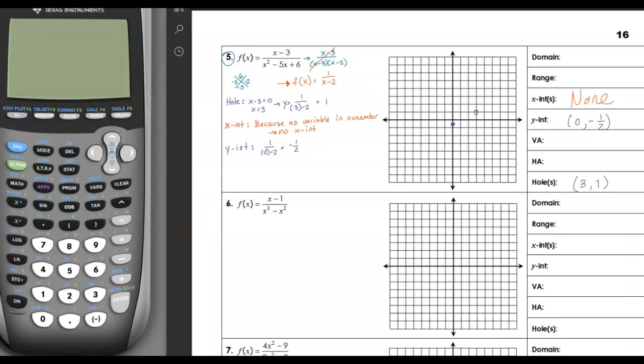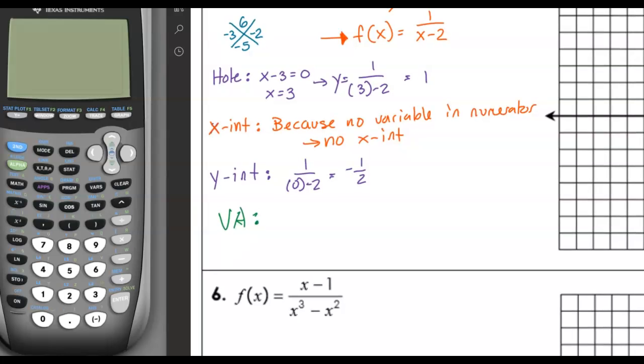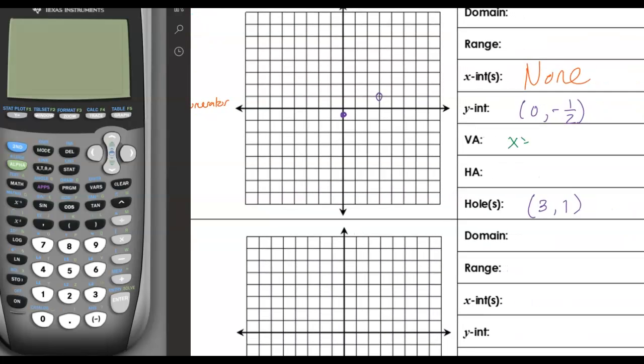Then for my vertical asymptote, remember, vertical asymptote is created by these zeros in the denominator. So the only factor I have in the denominator in my simplified form is x minus 2. So to find the 0 for that factor, you just set it equal to 0, and you add 2 to it. So our vertical asymptote is at x equals 2. So I'm going to go ahead and draw that line. Oh, that doesn't show up well. Let's do pink. And this is the line x equals 2.